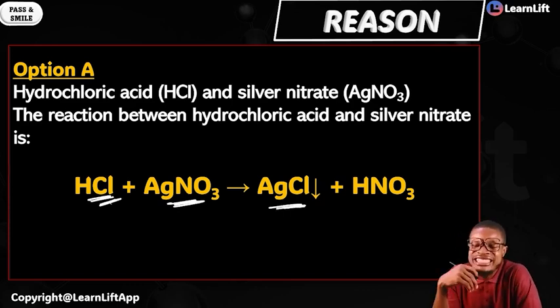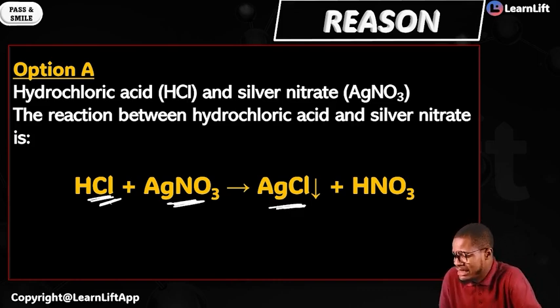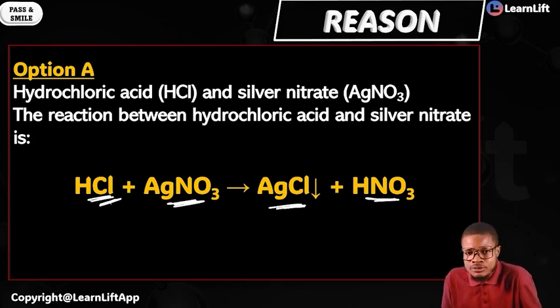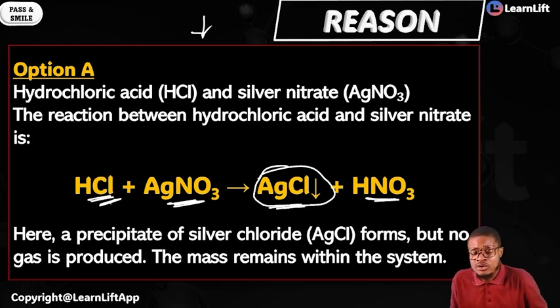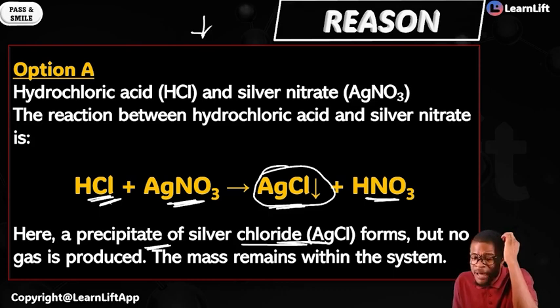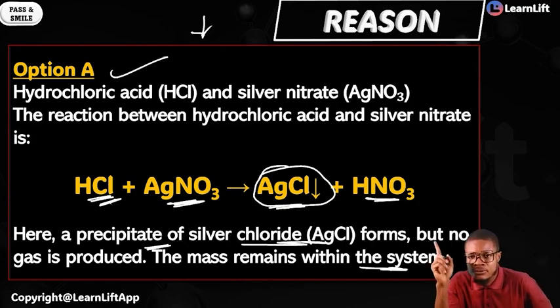Your AgCl, that's your solid, which will form the precipitate, and then HNO3, aqueous. Anytime you see an arrow pointing downwards, it's telling you that it's a precipitate. So this is a precipitation reaction, and as a result of that, there will be a precipitate of your silver chloride. Yes, it will form, but no gas is formed. And because no gas is formed, the mass remains within the system. So option A, you can use it.